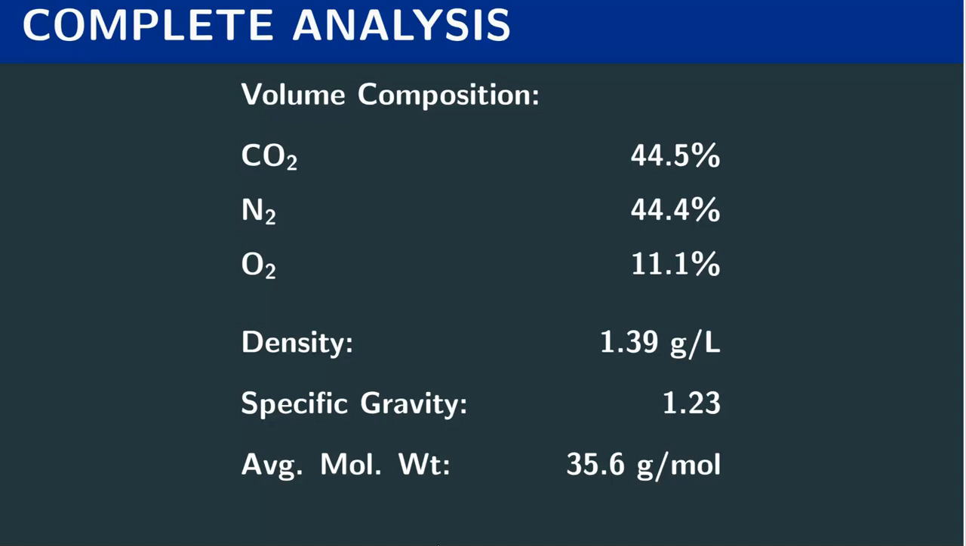Now here we give the complete analysis. Volume composition: carbon dioxide is 44.5%, nitrogen 44.4%, oxygen 11.1%, density 1.39 gram per liter, specific gravity 1.23, and average molecular weight is 35.6 gram per mole.